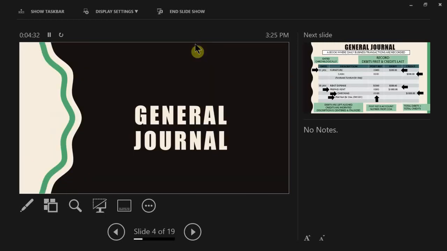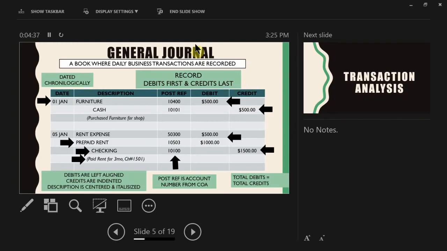So let's go ahead and look into the general journal. A general journal is basically a book that records daily business transactions. Pretty straightforward. If you guys have done it manually, you're pretty familiar, it's just a notebook. And you either title it for whatever section you are responsible for, or if you have a general journal that entails everything in your business, then you're going to have this one special book.